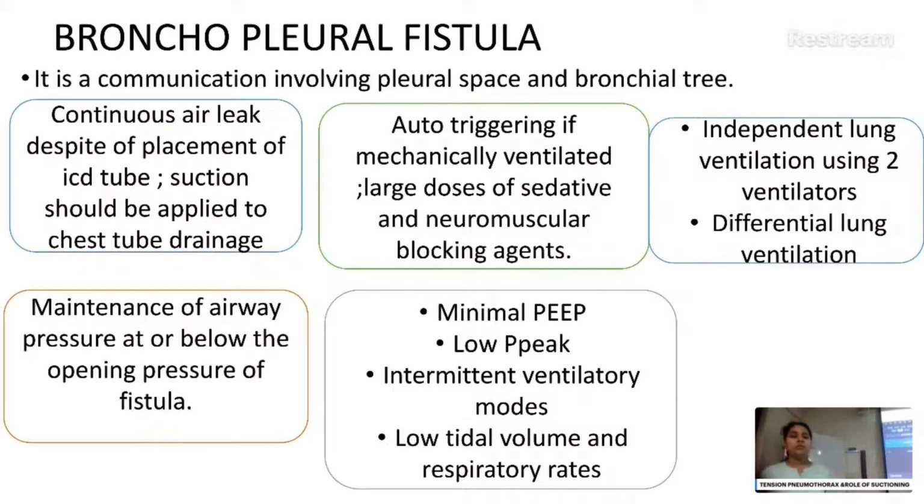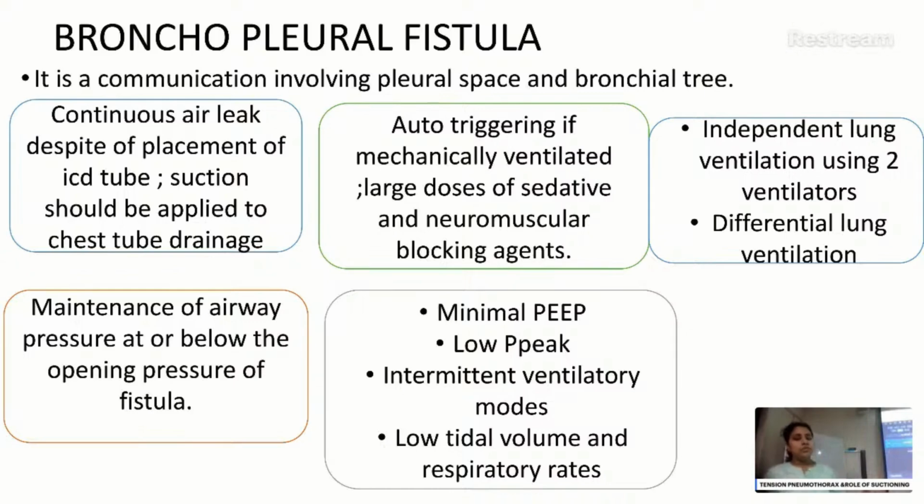Now, a few lines about the bronchopleural fistula. So, bronchopleural fistula is basically a connection involving the pleural space and the bronchial tree. There are some clinical implications to that. First thing is that because a constant fistula is formed between the bronchus and the pleural space, there will be a continuous air leak. Despite having placed the ICD, there will be continuous bubbling through the ICD bag, through the water seal, because till you repair it or till it gets healed, there will be continuous bubbling throughout.